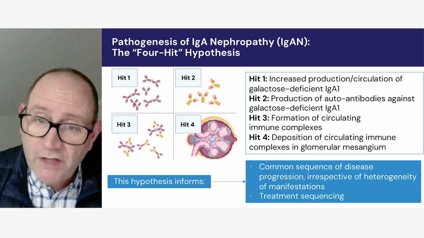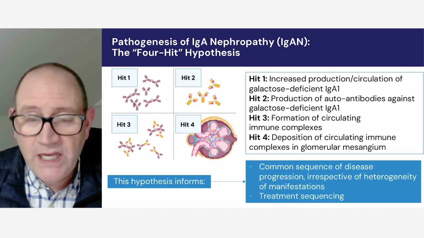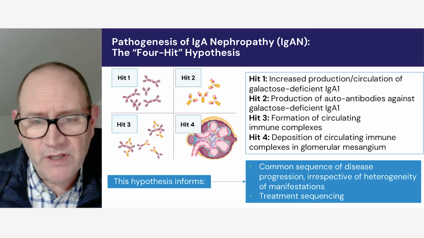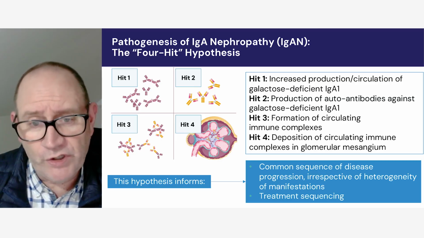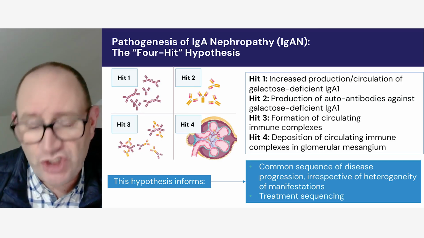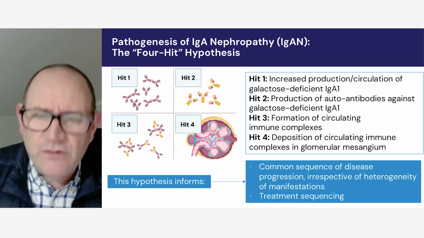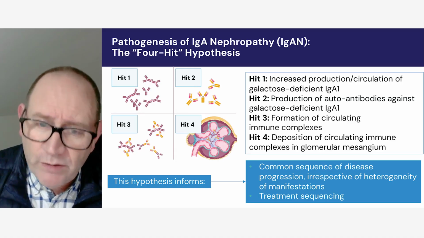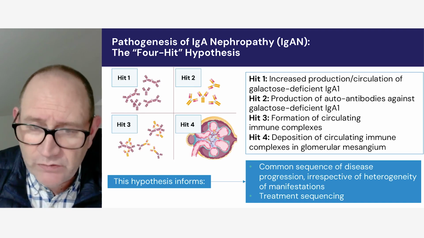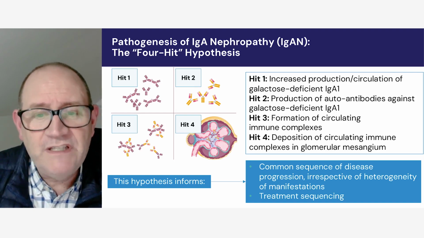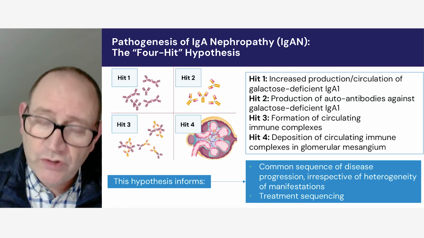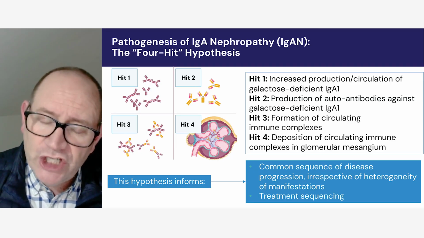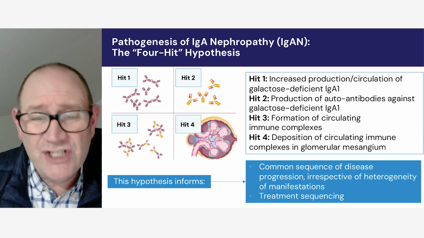The first part of this process, hit 1, is the accumulation in the serum of a particular type of IgA molecule, commonly called Gd-IgA1. It's not a single molecule of IgA, it's a group of IgA molecules that are polymeric, so IgA molecules join together, and that carry specific changes to the sugars that attach to the IgA1 hinge region. And these Gd-IgA1 molecules are essentially very sticky.